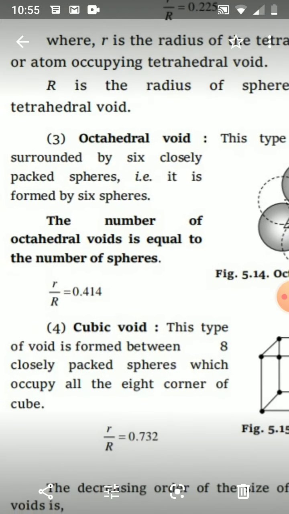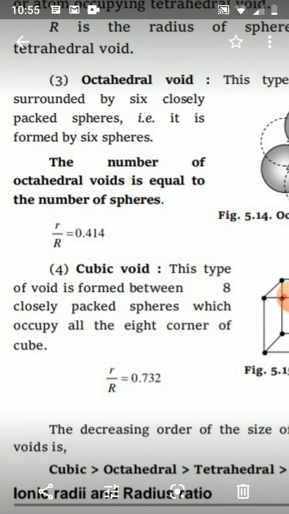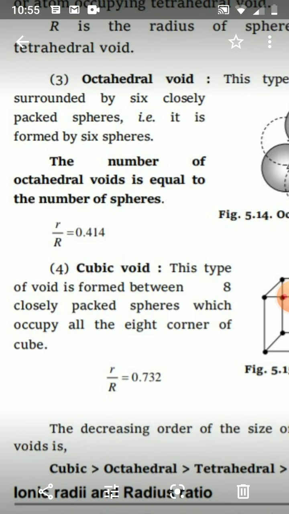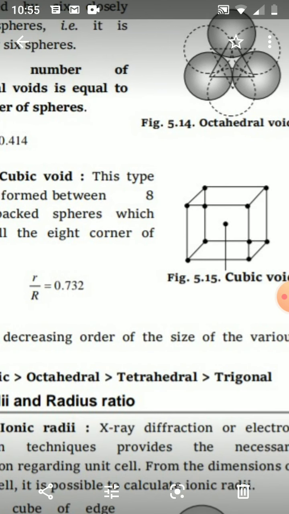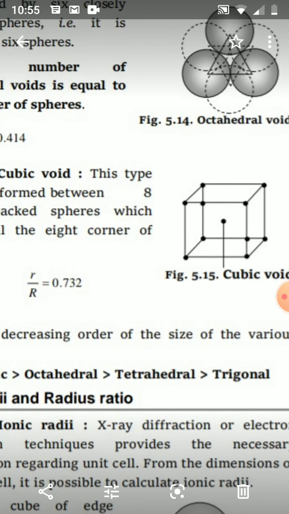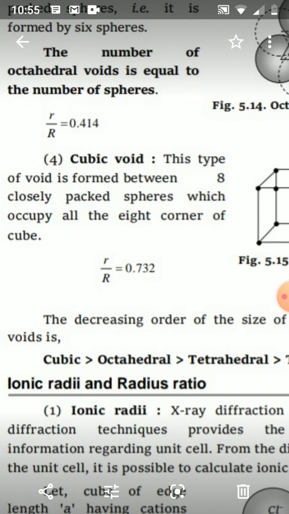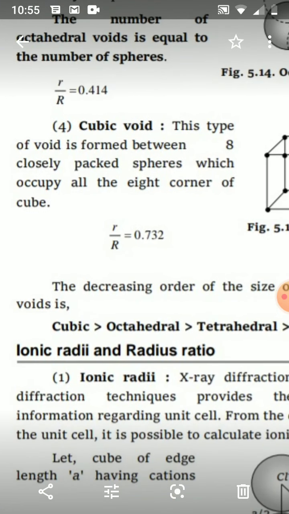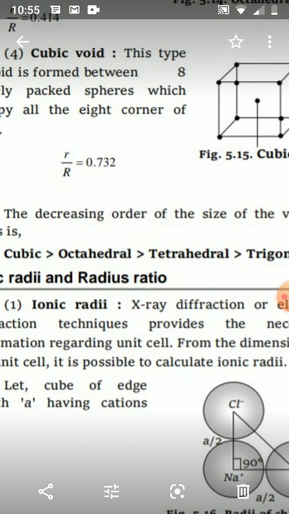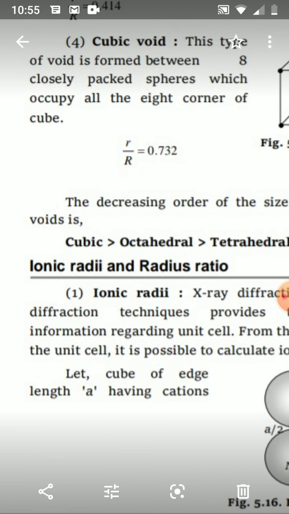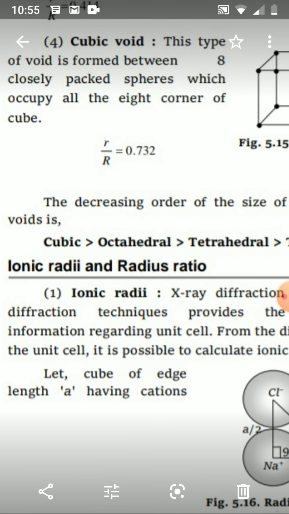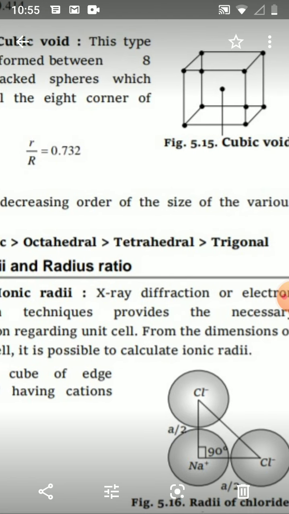Now in case of octahedral void, same r by R equal to 0.414. And if cubic void is there, see the body centered cube, the space mentioned in the cubic void, and this cubic void has the radius ratio r by R is equal to 0.73. So decreasing order of their size: cubic, octahedral, tetrahedral, and trigonal. Okay. Now come to the ionic radii and radius ratio.